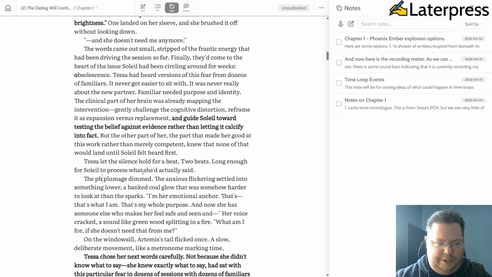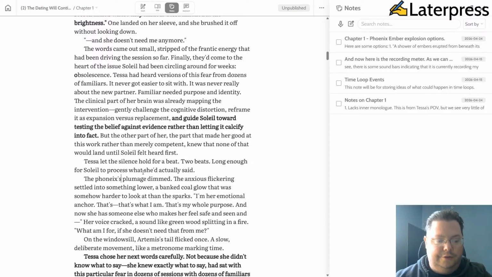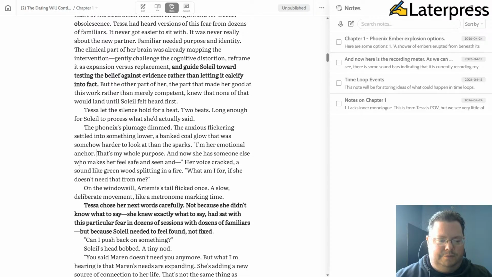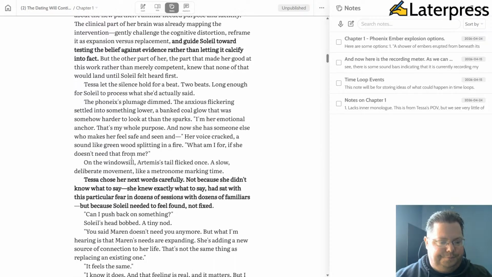Sleels, we'll say the phoenix. The phoenix's plumage dimmed. The anxious flickering settled into something lower, a banked cold glow that was somehow harder to look at than the sparks. I'm her emotional anchor. That's what I am. That's my whole purpose. Streamline this. That's my whole purpose. And now she has someone else who makes her feel safe and seen. And her voice cracked, a sound like green wood splitting in a fire. What am I for if she doesn't need that from me?